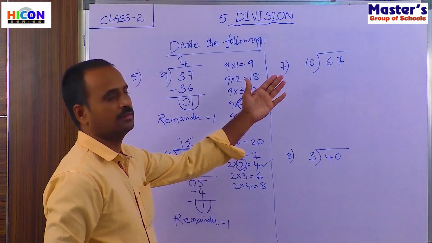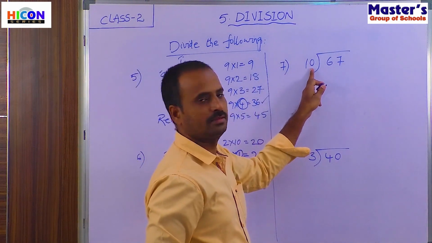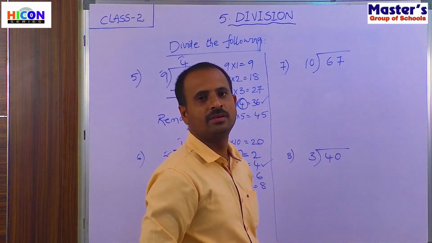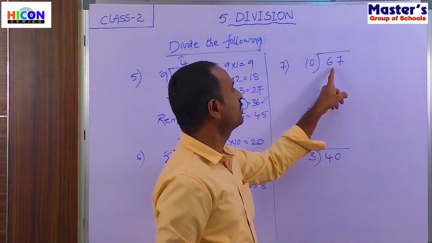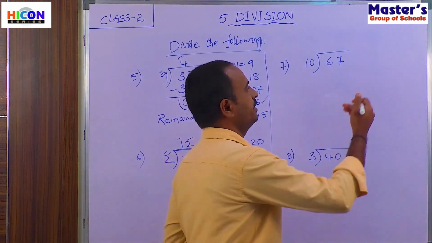Children, so let us see the 7th division. In the 7th division, the divisor is 10 and the dividend is 67. So let us find when did we get the number 67 in the 10th table. So let us recall the 10th table.